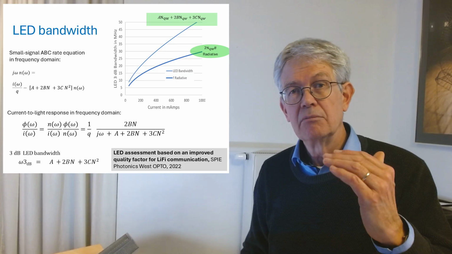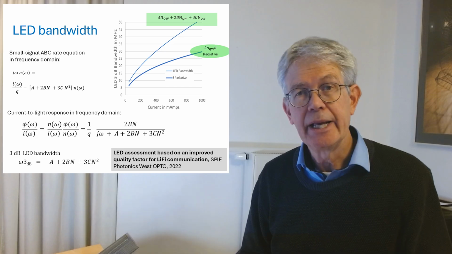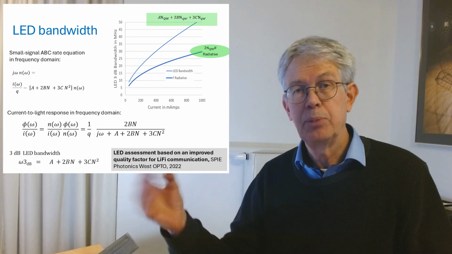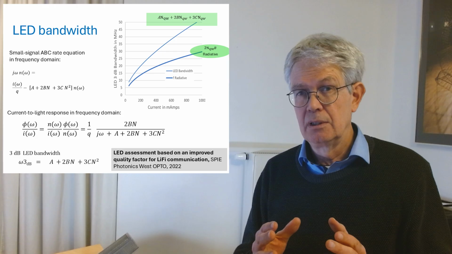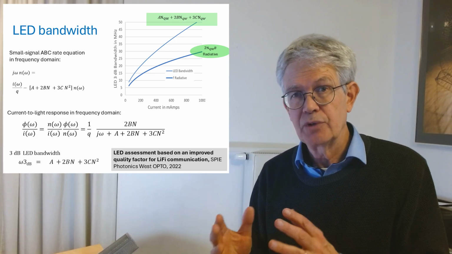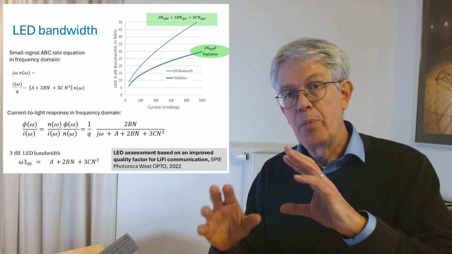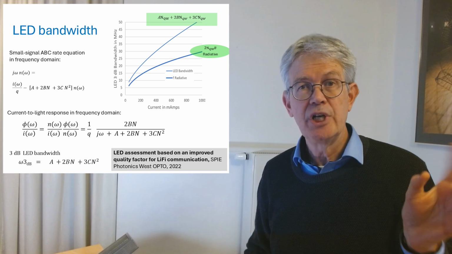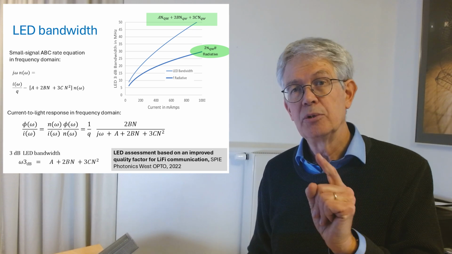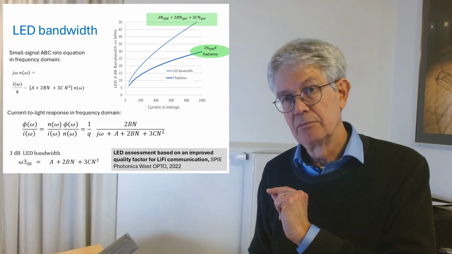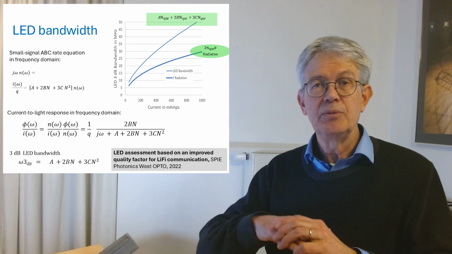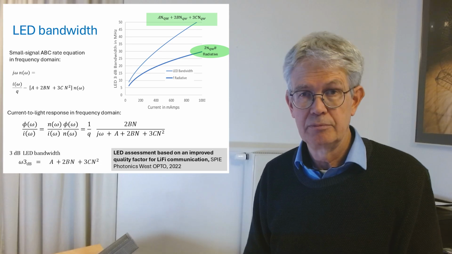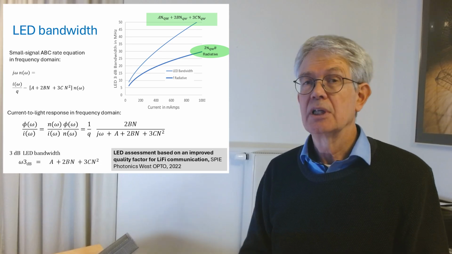So I can calculate the response there. And if I do that, basically n(omega) divided by I(omega), I get an expression that is 1 over j omega plus a constant, the constant being a plus 2bn plus 3cn squared. But that's a low-pass frequency response. That's a low-pass filter. And the turnover frequency happens when j omega is equal to a plus 2bn plus 3cn squared. And then we see that if we increase n, if we increase the current, the 3 dB bandwidth of the LED goes up. Yes, stronger currents give a higher bandwidth.